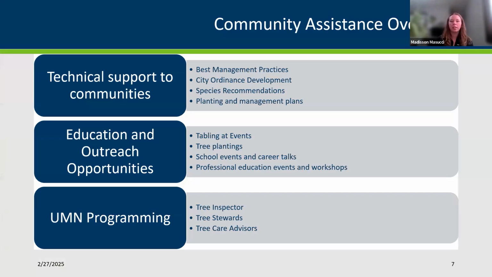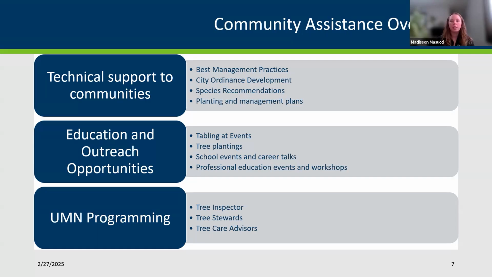We provide direct assistance to communities in the form of connecting them to different resources, hosting various programs, supporting educational opportunities, and providing technical guidance. Technical assistance may include guiding best management practices, guiding the development of city ordinances, providing species recommendations, planting plans, forest management plans in general, and connecting communities to resources to accomplish urban and community forestry work.